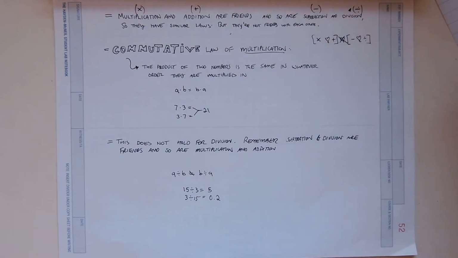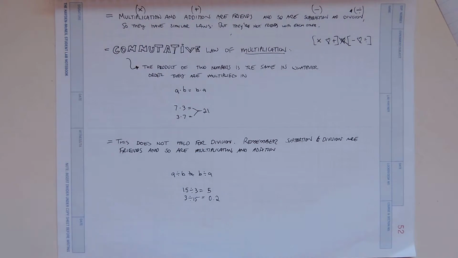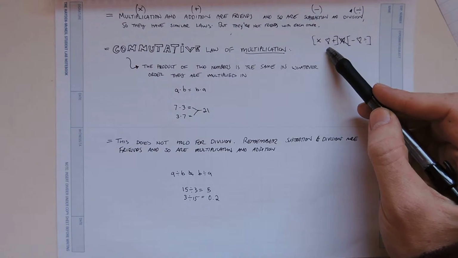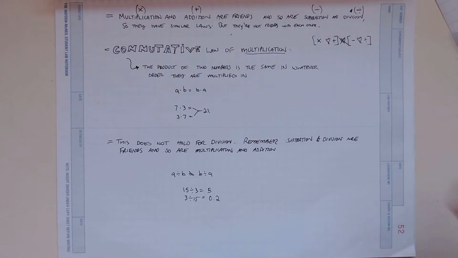Now let's look at the commutative law for multiplication. Again, I'm going to state that multiplication and addition are friends, and so are subtraction and division. These are two groups of friends, but they are not friends with each other. The commutative law of multiplication states something very similar to the commutative law of addition. It says the product of two numbers is the same in whatever order they're multiplied in. We can express this as a × b = b × a. We know 7 × 3 is 21, and 3 × 7 is also 21.